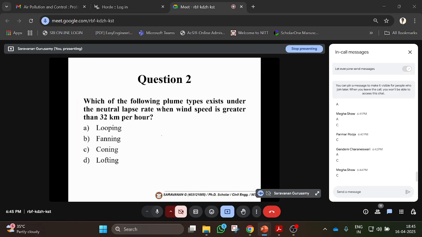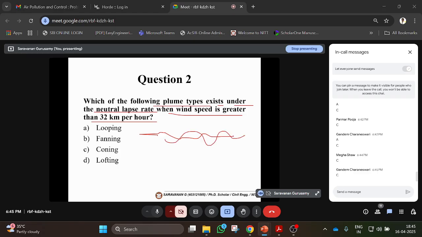Second question: which of the following plume types exists under the neutral lapse rate when wind speed is greater than 32 km per hour? There are six plume behaviors. One is looping. Looping will be like this. Fanning will be in a straight line. Coning will be like this after emitting from the stack, I am saying. Okay. And then lofting is above the center line, it will be there.